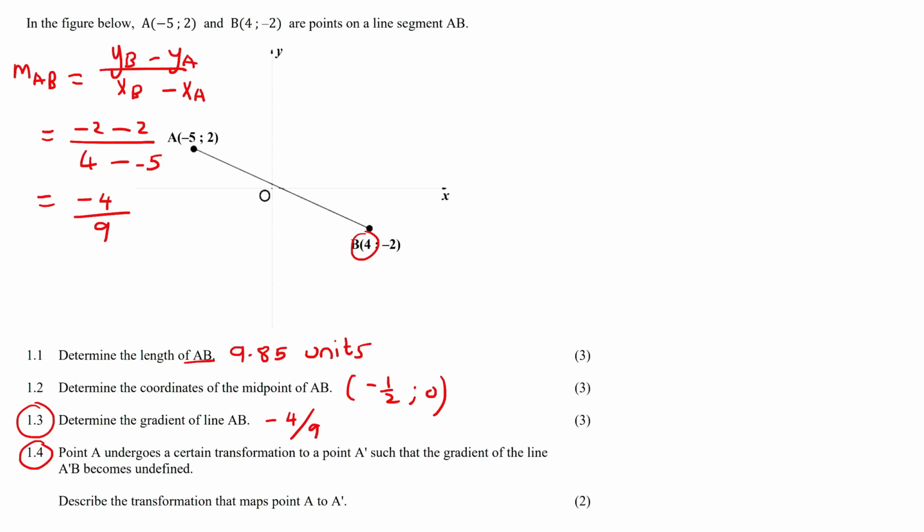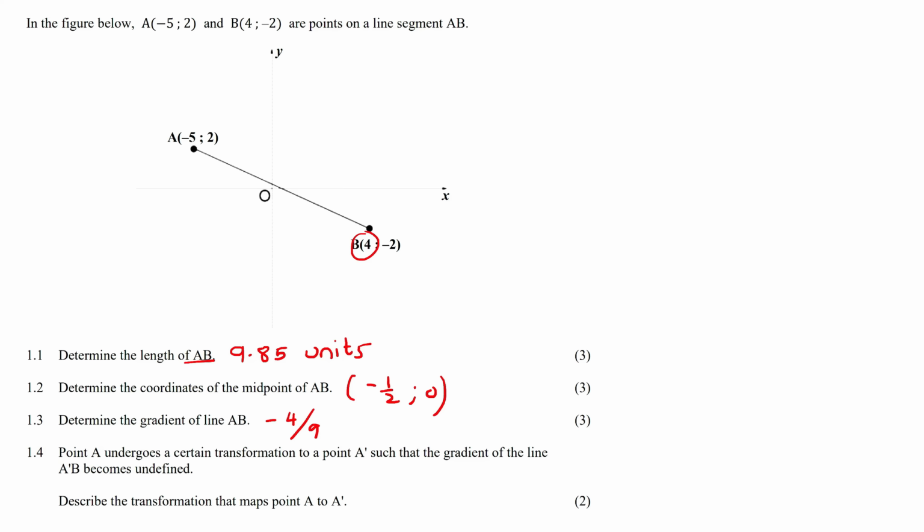This last one says, point A undergoes a transformation to become the new point A with a little line, such that the gradient of the line, this new A to B, becomes undefined. Describe the transformation. Okay, so let's talk about it. They're telling us that point A is going to move.